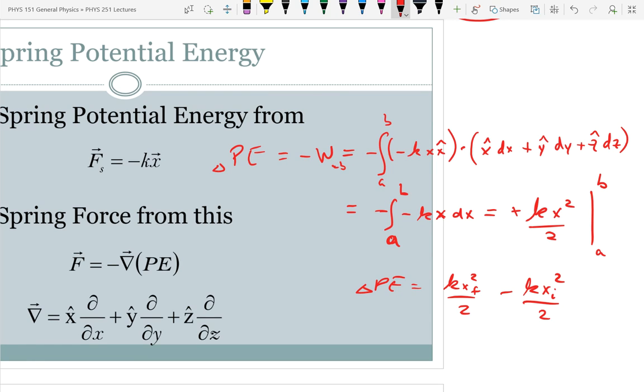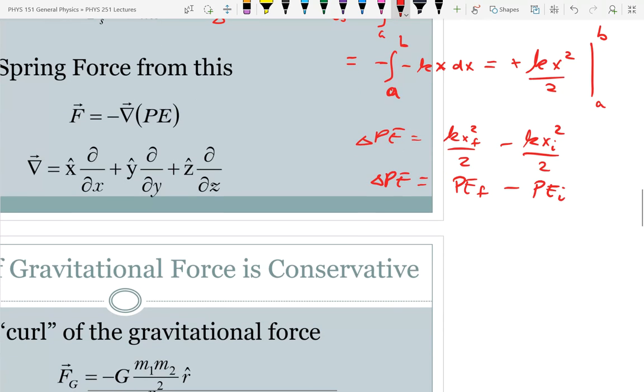So potential energy is just that. Thus, potential energy final is 1/2 kx final squared. Potential energy initial is 1/2 kx initial squared. Or potential energy alone is equal to 1/2 kx squared. So that's finding potential energy from a known force.